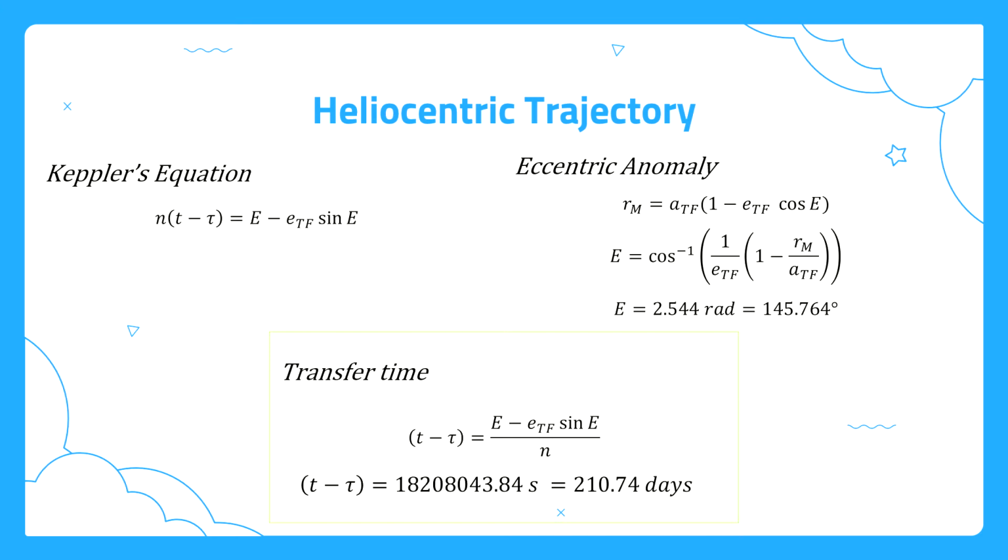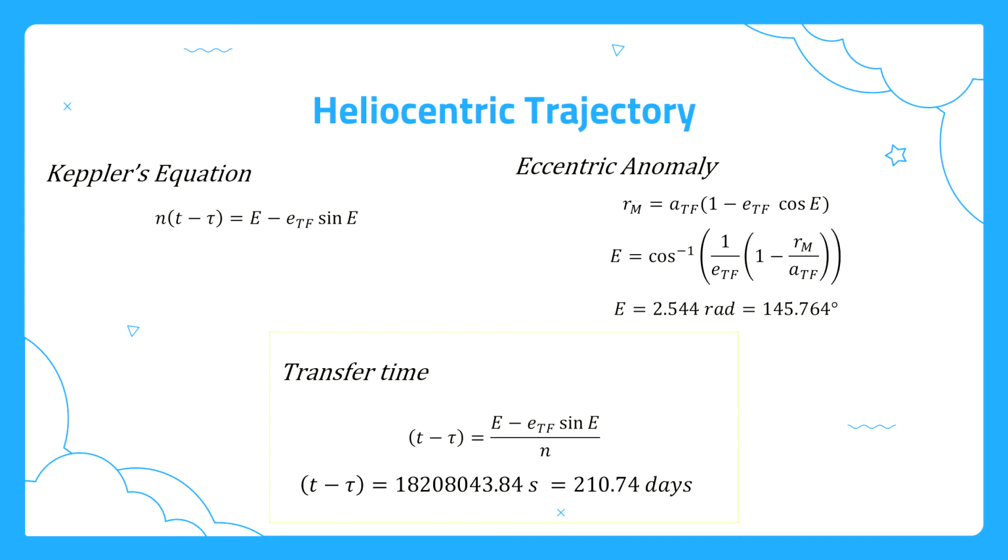After that, we're going to enter the heliocentric trajectory from the hyperbolic escape trajectory. Now, we have Kepler's equation right here on the left, but we don't have the eccentric anomaly. So first we have to calculate the eccentric anomaly by using the equation on the right side here, and we got that the eccentric anomaly E equals 2.544 radian or 145.764 degree.